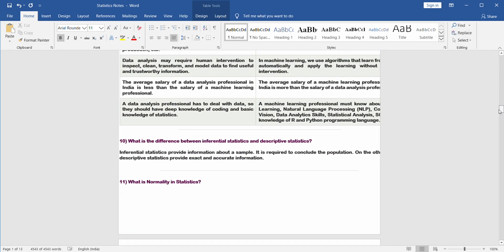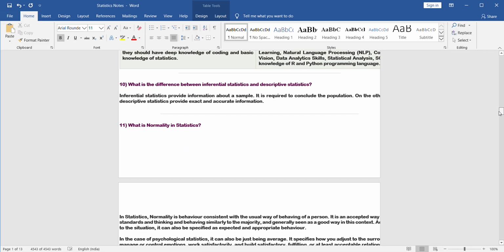What is the difference between inferential statistics and descriptive statistics? Inferential statistics provide information about a sample. It is required to draw conclusions about the population. On the other hand, descriptive statistics provide, extract, and evaluate information.